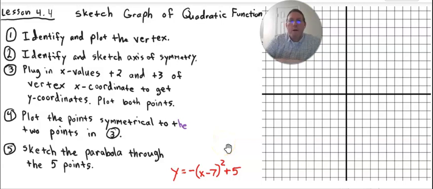Okay, so what you can see here is, here's our next example. We're going to graph y equals the negative of the quantity x minus 7 squared, and then plus 5. Okay, so as you can see, because this has a negative here, that means that it's going to be an upside down U. It's going to be a negative quadratic curve. Okay, first thing we want to do is identify and plot the vertex. Well, the vertex here, the x is going to come from this x minus 7, and the y is going to come from this plus 5.